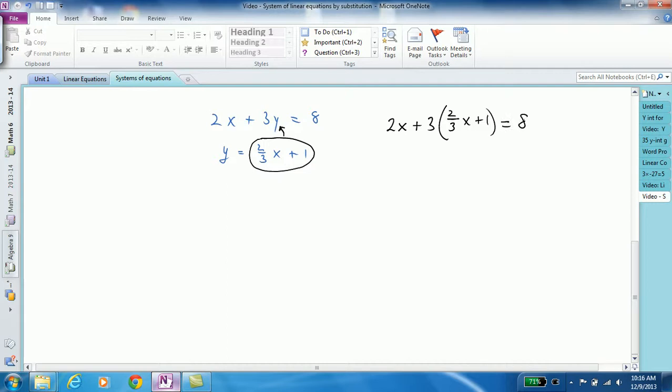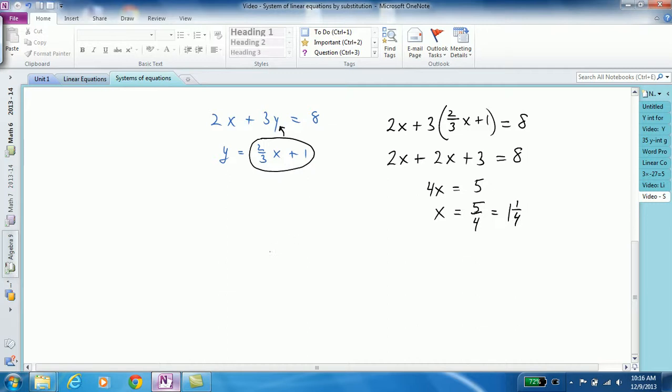but the advantage of this is that the only variable in it is x, and therefore we can solve it and find the value of x. So 2x plus 3 times 2/3 is 2, so another 2x. 3 times 1 is 3, we've distributed, equals 8. 4x equals 5, so x equals 5/4, or 1 1/4, depending on how you want to write it.